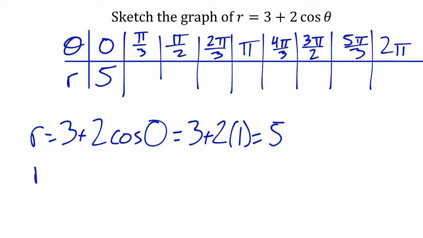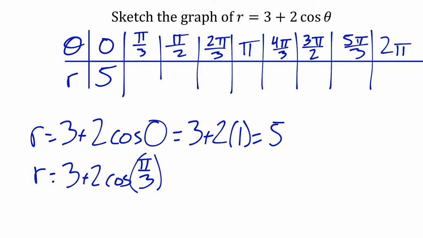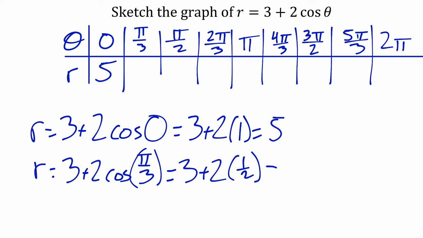Next up, r equals 3 plus 2 times the cosine of pi over 3. So again, going to the unit circle, the cosine at pi over 3 is a half. So we have r equals 3 plus 2 times that cosine of pi over 3, which was a half. So 3 plus 2 times a half gives us a grand total of 4.